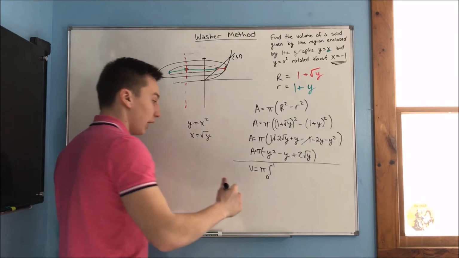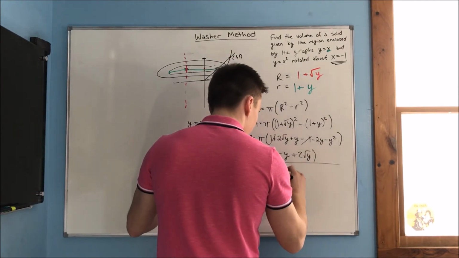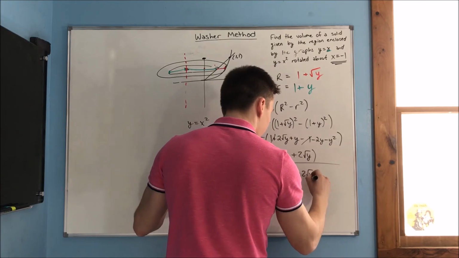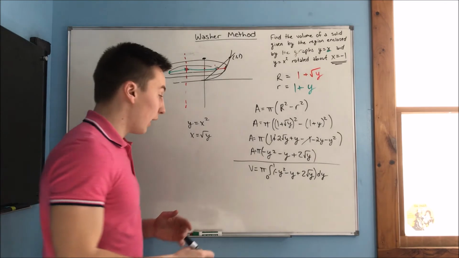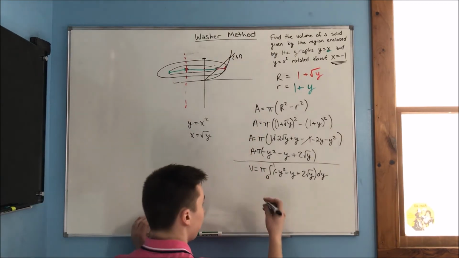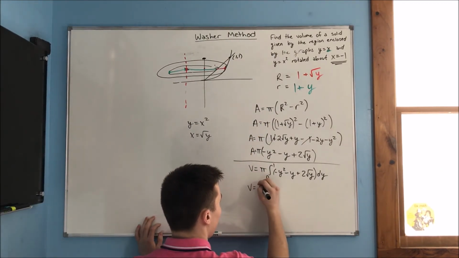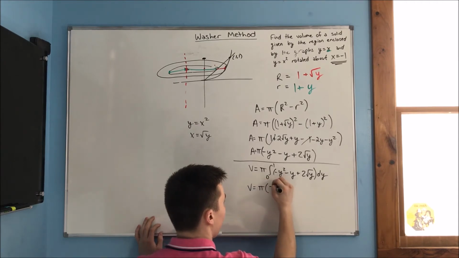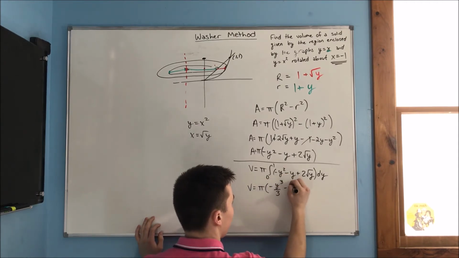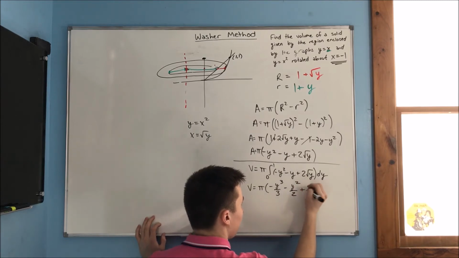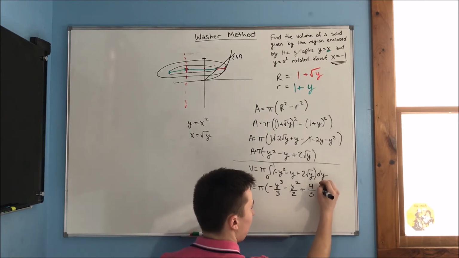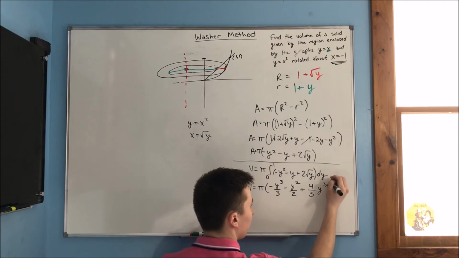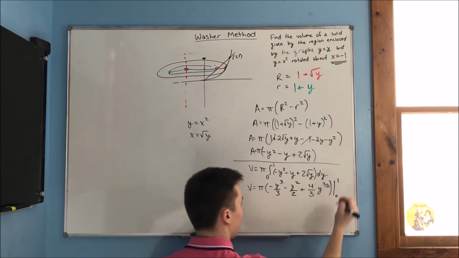Now we can plug in our negative y squared minus y plus 2 rad y, with a dy on the end. We need to integrate now. So we get our volume equal to pi times negative y cubed over 3 minus y squared over 2 plus, if we integrate this, we get 4/3 y to the 3 halves, and we're going to evaluate that from 0 to 1.